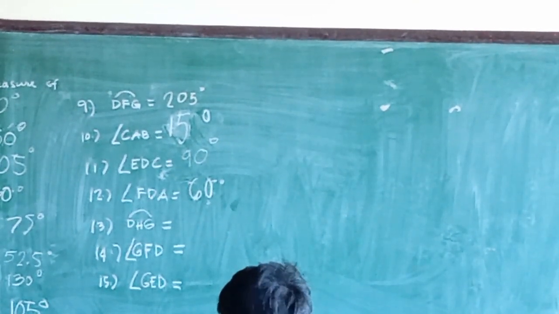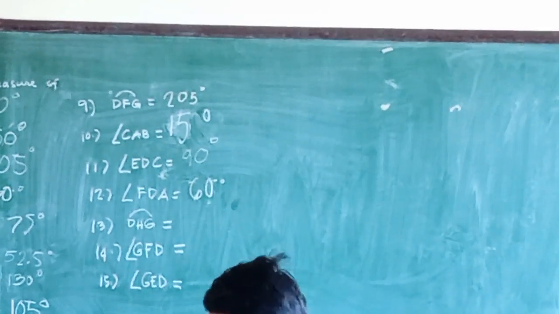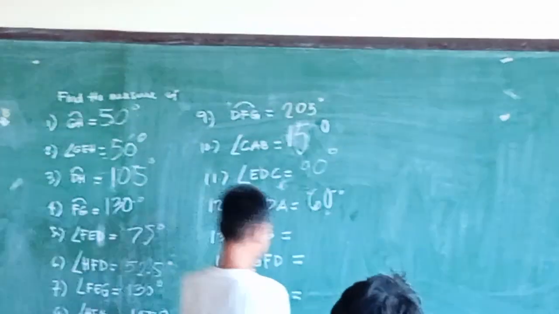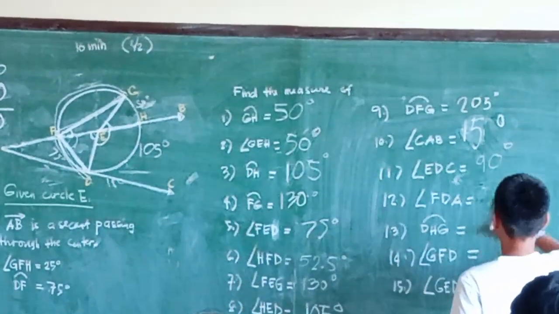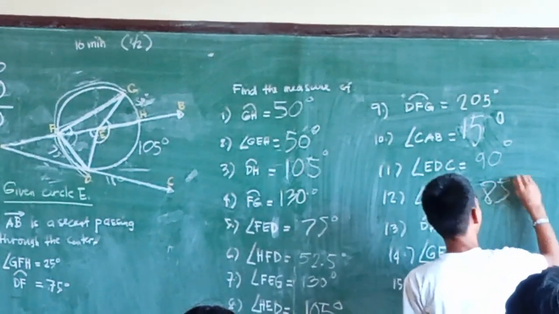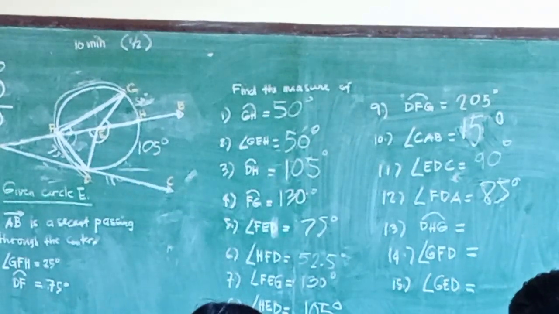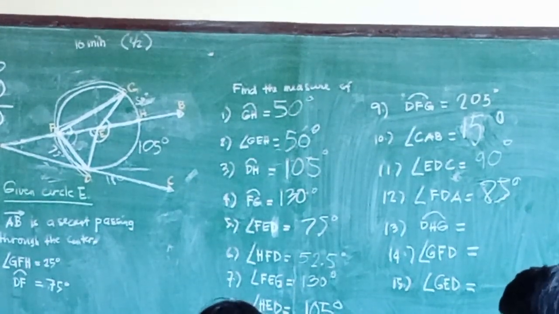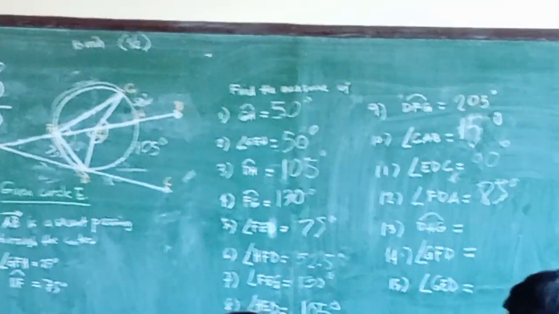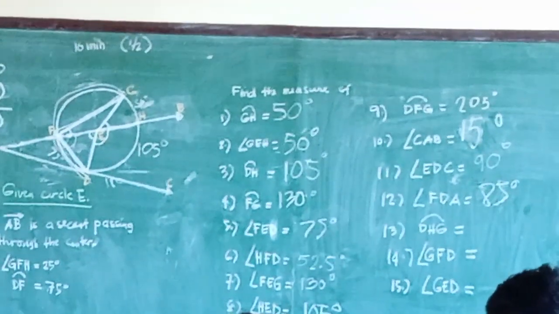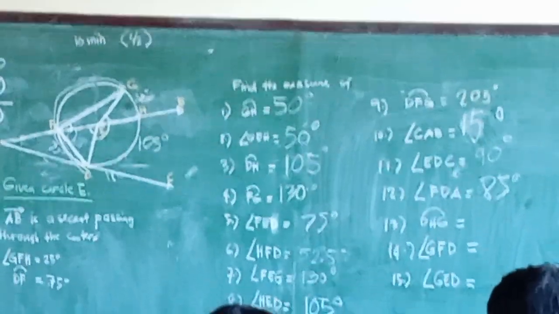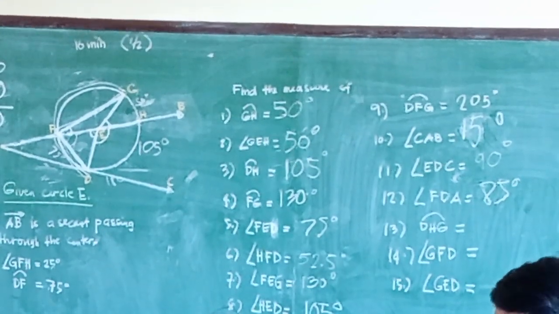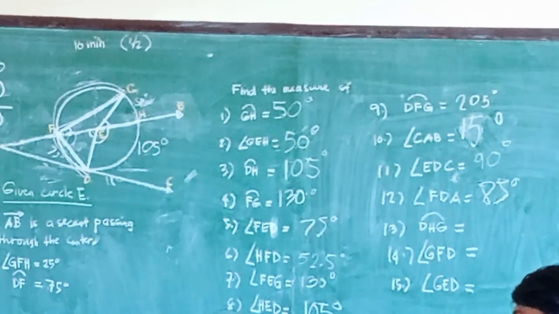What is your answer? Exact answer for number 12, Archie. What is your exact answer for number 12, Archie? How about you, Janilo? What is your answer for number 12? What is your answer for number 12, Ismail? Ismail Flores.